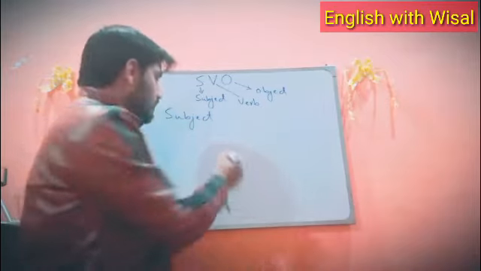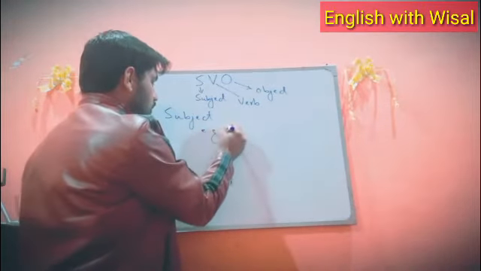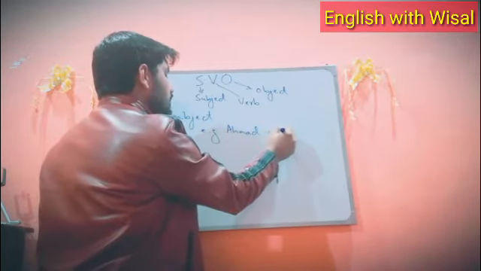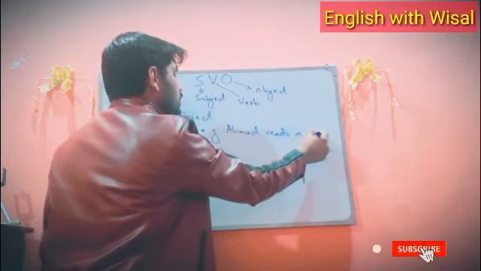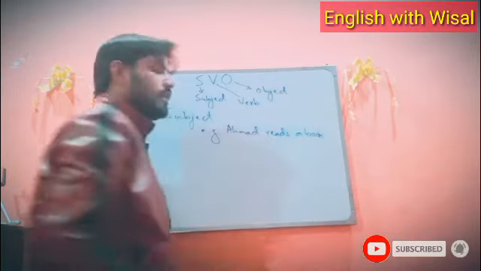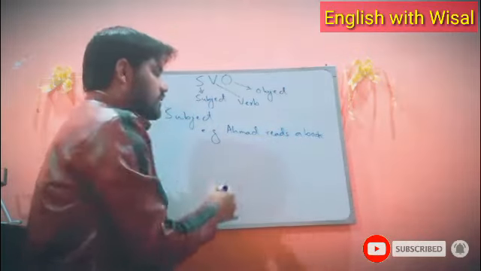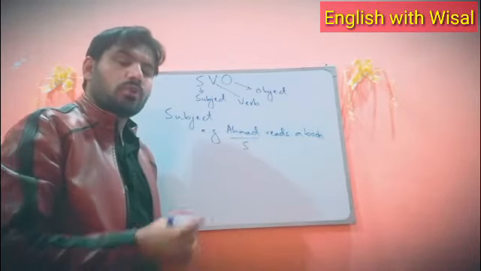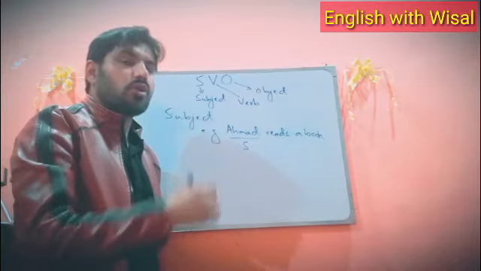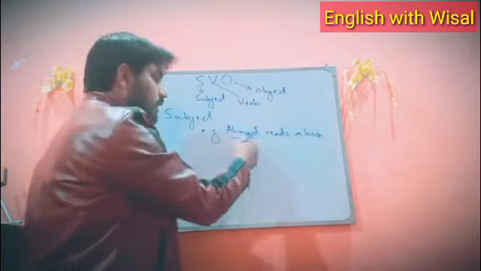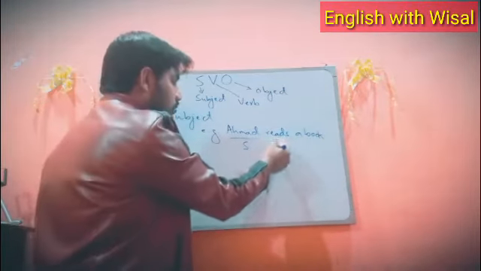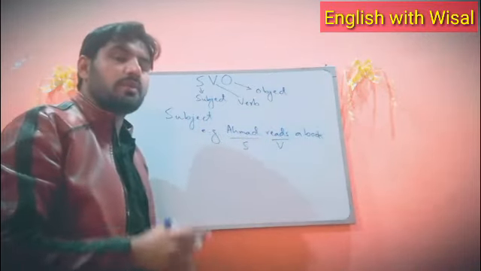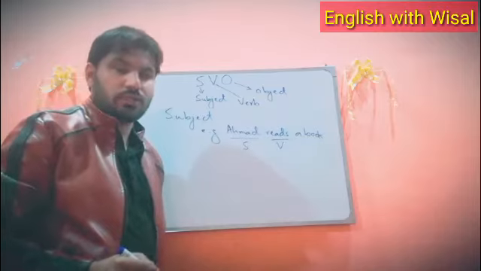Let's see, for example, Ahmed reads a book. Ahmed reads a book. In this sentence, you see that Ahmed is the subject because he is the doer of the action. He is reading the book. So reads is the verb and Ahmed is the subject because Ahmed is the performer of this action.